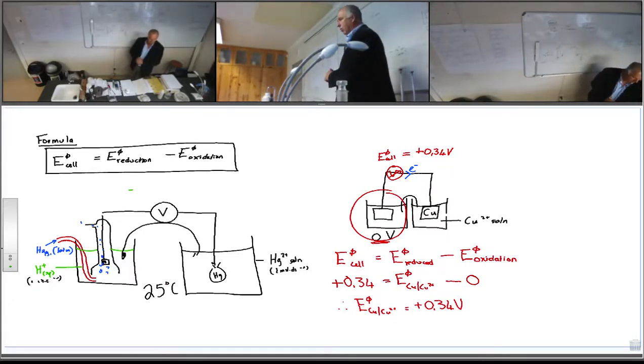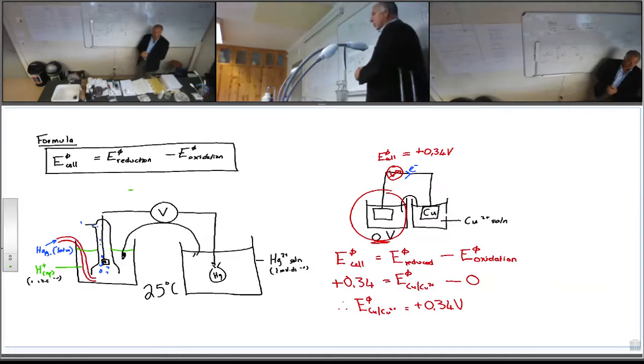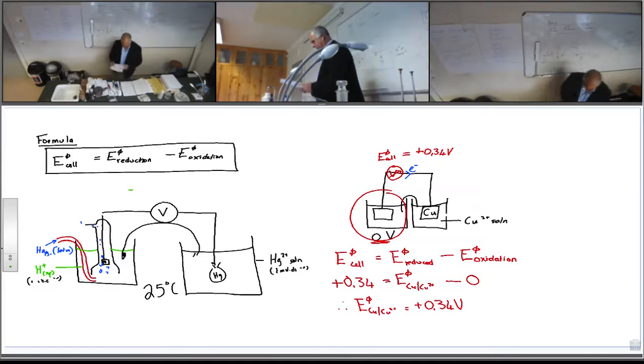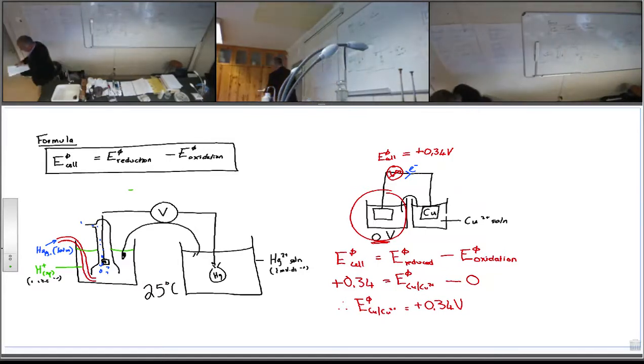So are you all happy with that? Good. Let's give you the notes that pertain to that. The notes are not quite right, so you're going to have to make some changes to the notes.